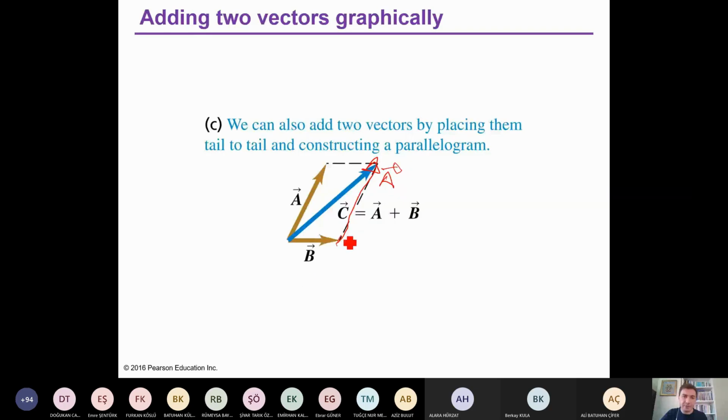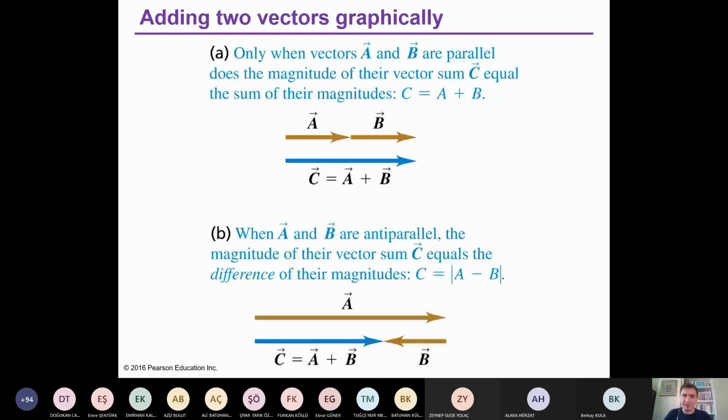Okay, so what do you see here? This is the head of the B vector. This is the tail of A vector. Again, head to tail method, and we have resultant C vector. What happens if they are parallel and anti-parallel? We will discuss these conditions.